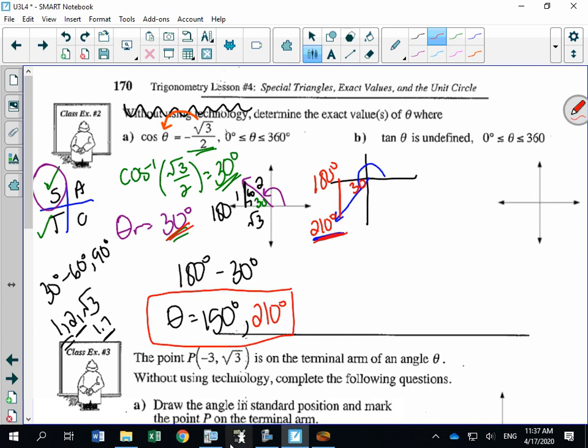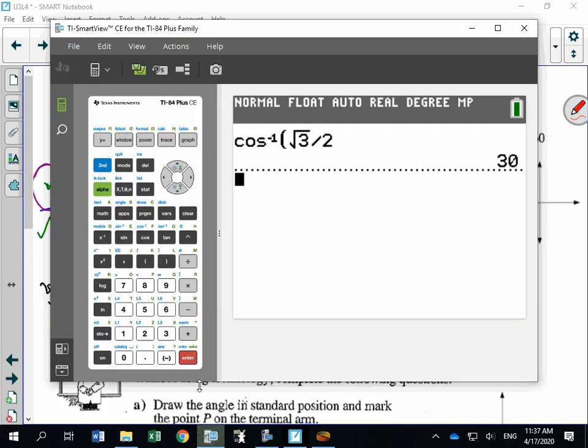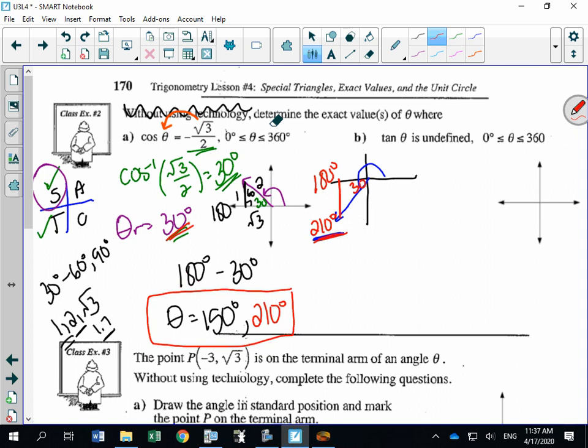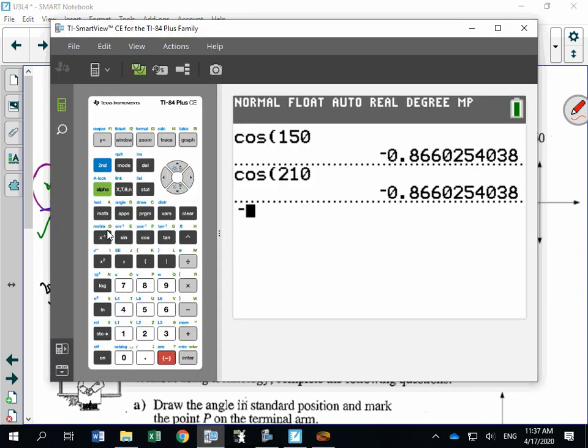And if I wanted to check that on my calculator, let's type in, for example, the cos of 150. And let's type in the cos of 210. So the cos of 150 is that number. The cos of 210 should be the exact same number. And I'm going to say that these two numbers are going to be negative root 3 over 2. So negative root 3 divided by 2.